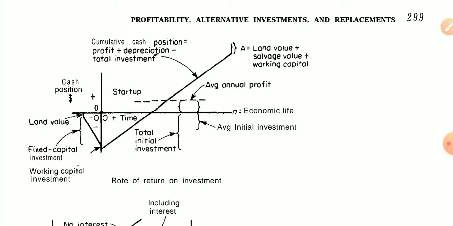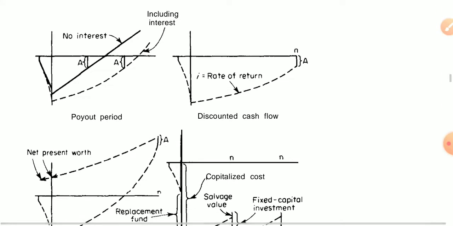Okay, now one by one: payout period, no interest, including interest, rate of return, discounted cash flow.